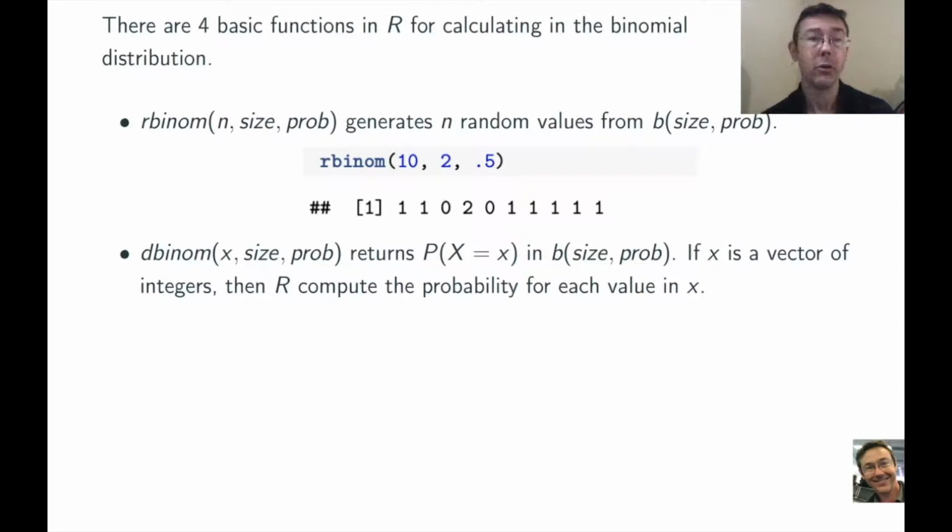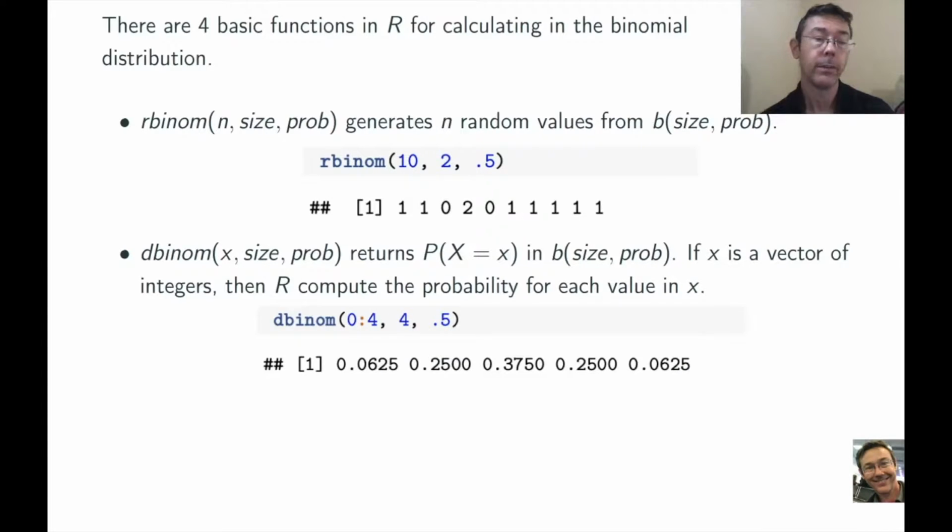Secondly, dbinom is going to return the probability of getting a specified number of successes in that same binomial distribution with a specified sample size and probability of success. One nice thing here is that you can specify x as a vector. In other words, you can compute probabilities for different numbers of successes all at once. For instance, dbinom 0:4, 4, 0.5 computes the probability of getting 0, 1, 2, 3, or 4 successes in a binomial distribution of size 4 with probability of success of 0.5 on any individual trial.